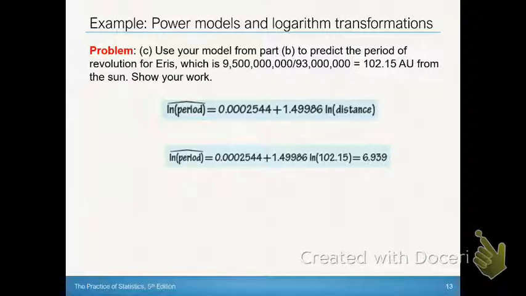And then we're going to use our calculator to find the natural log of the 102.15, multiply it by the 1.49986, add it to the 0.0002544, and that's going to give us the 6.939. So that's just coming right from typing that in your calculator. And then remember that the inverse of a natural log is your e as a base. If you were using common log, you'd be using 10 as a base. And you're applying those inverse operations to both sides of the equation to come up with your solution.